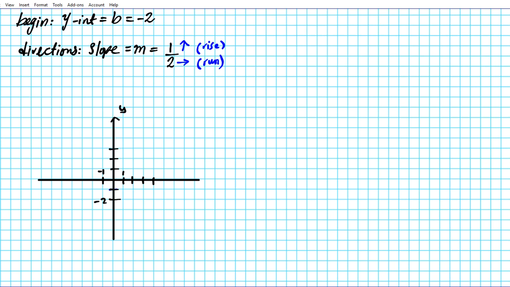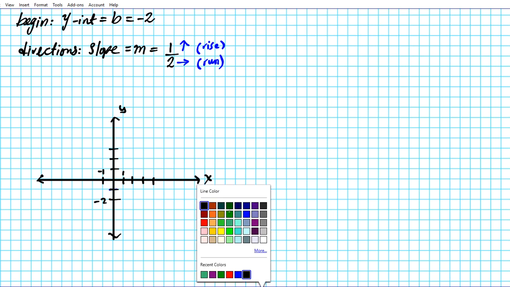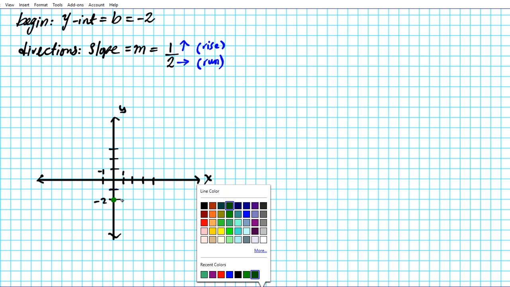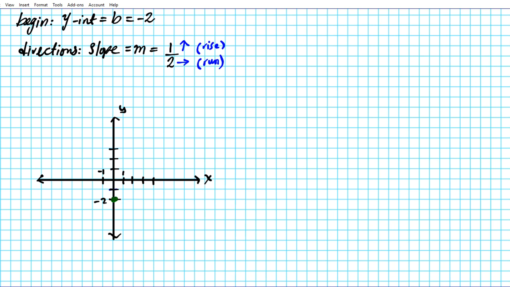Okay, this is your y-axis. So let's start by graphing our y-intercept. Our y-intercept is -2. And then from there, we're going to rise 1, following the directions of the slope, and run 2. You rise 1 and run 2 to get to the second point.